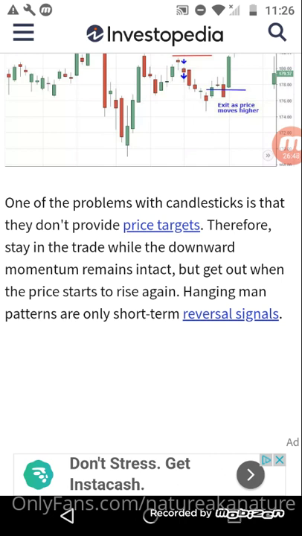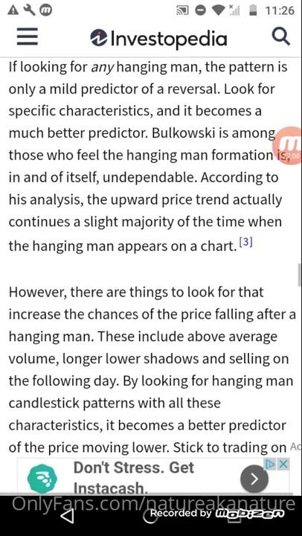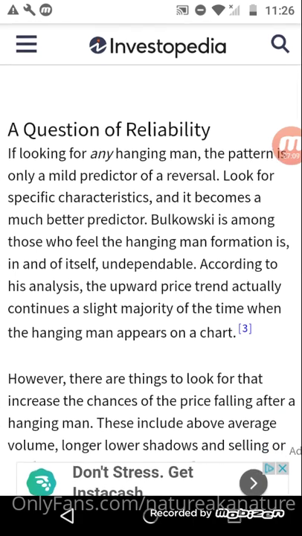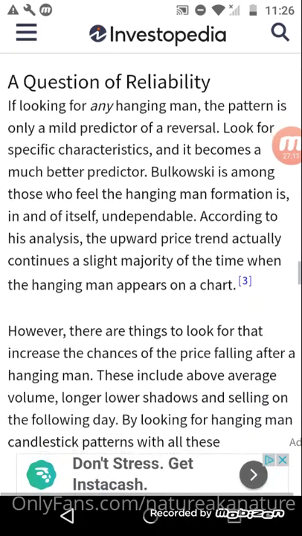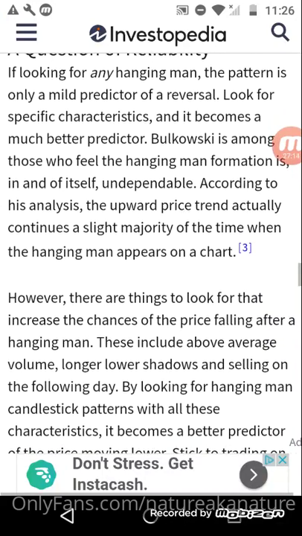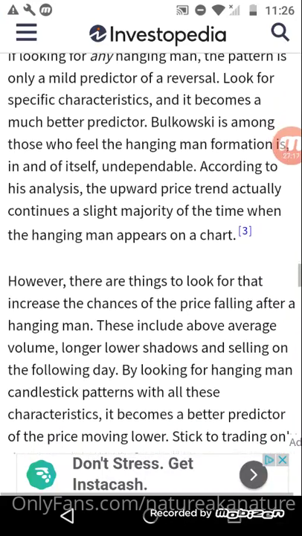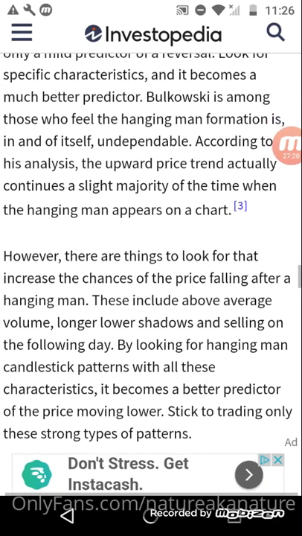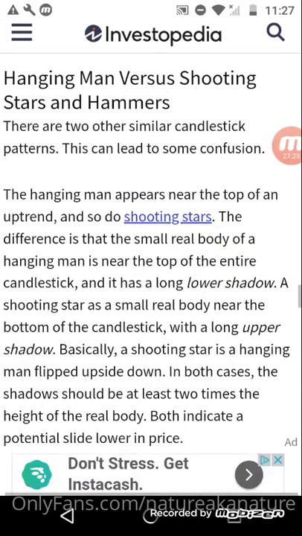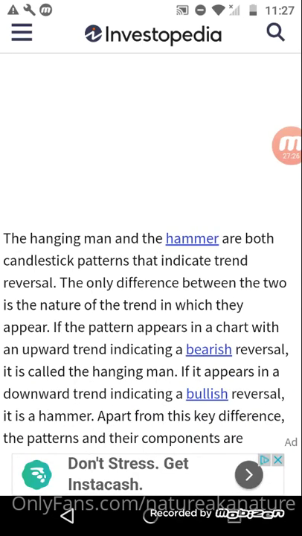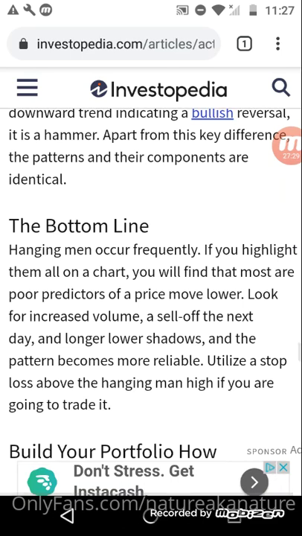A question of reliability. Any hanging man pattern is only a mild predictor of a reversal. Look for a specific characteristic to become a much better predictor. So we need more confirmation to understand the difference. Bottom line, the hanging man occurs frequently. If you highlight them all on the chart, you will find that most are poor predictors of a price move lower. Look for increased volume, a sell-off the next day, or a long lower shadow for the pattern to become more reliable. Utilize a stop loss above the hanging man high if you are going to trade.